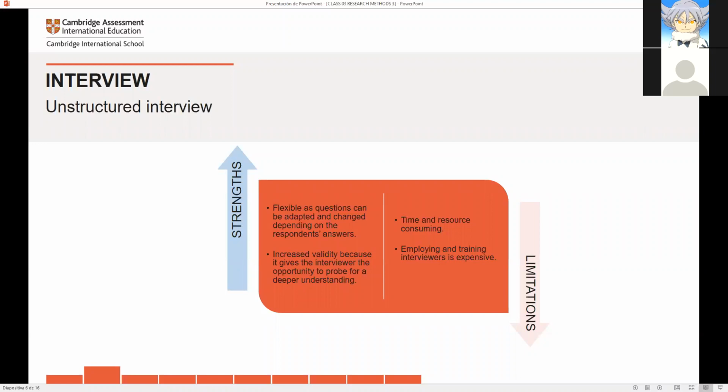And employing and training interviewers is expensive. Remember, to conduct research about a target population, the sample has to be somehow 10% of its entire population. So if you want to research a target population of 300 and you're going to interview 30 people, you're not going to do it on your own. You're going to need trained people, and trained people cost money. With an unstructured interview with 30 people, it's going to take about an hour each, and an hour of one professional is somehow expensive.